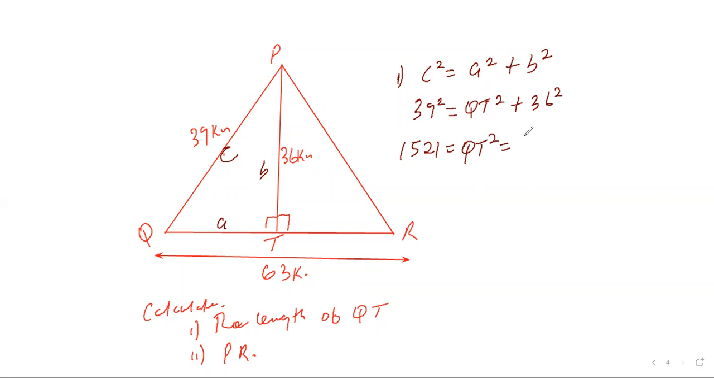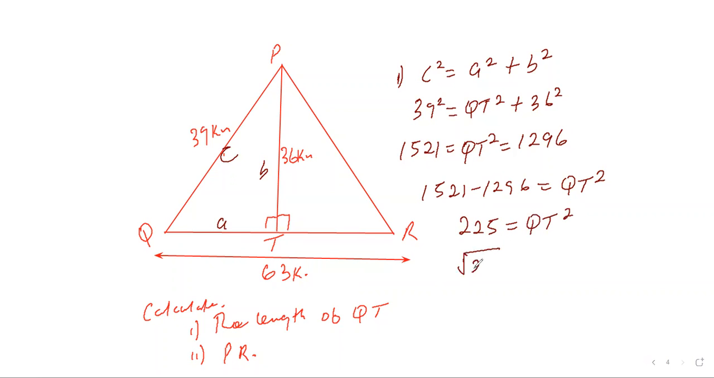What is 36 square, please? 1,296. So 1,521 minus 1,296 is equal to QT square. Yes. What will I do next? Subtract and get 225. 225 is equal to QT square. Yes. Then find the square root of 225.